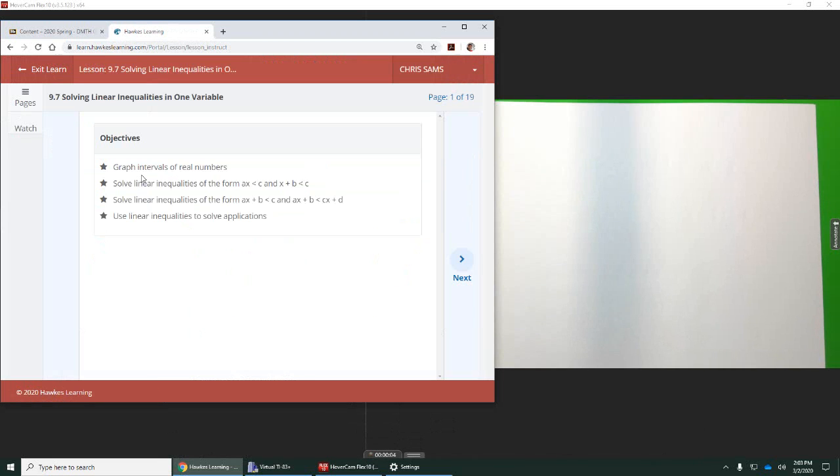Okay, so we're going to be looking at 9-7. We're going to be solving inequalities, one variable. Here are the objectives. We're going to graph them on real numbers, graph the intervals of real numbers.